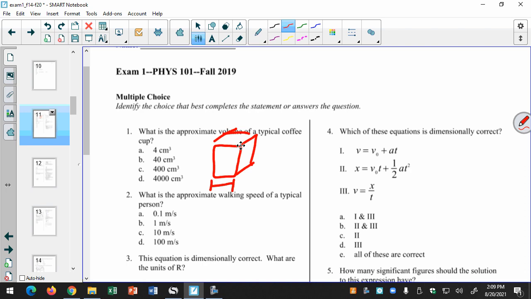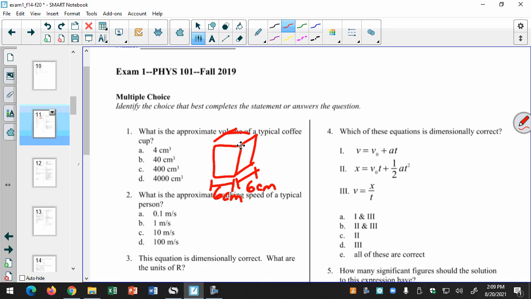I take my pinky, 1, 2, 3, 4, maybe 5, 6 centimeters. I'm going to say 6 centimeters. So I have 6 centimeters there, and say another 6 centimeters there. And then the height of the coffee cup is more than the width of the coffee cup, right?